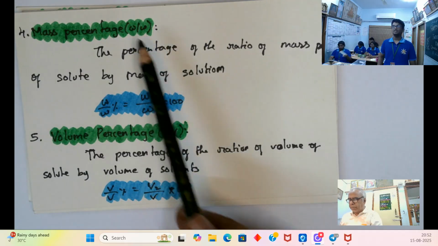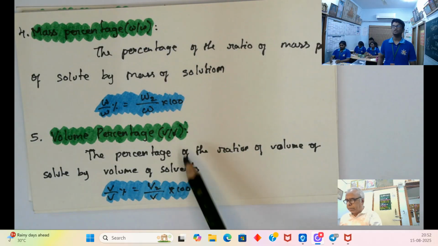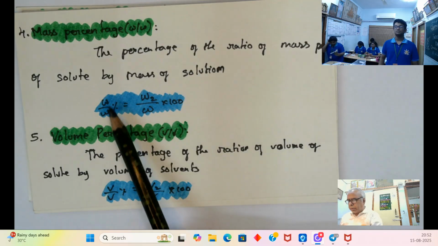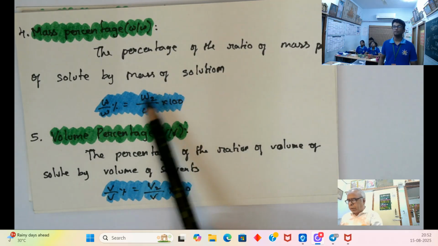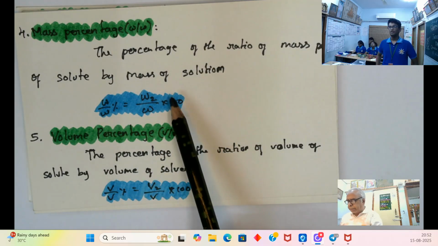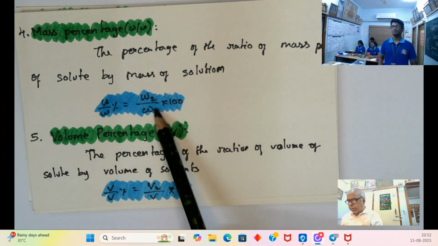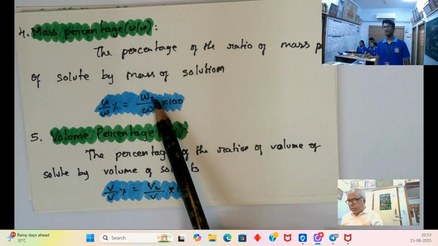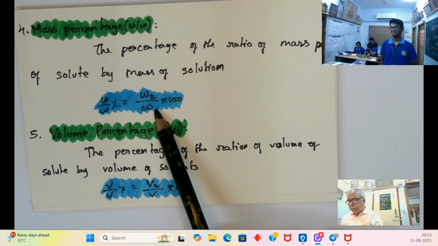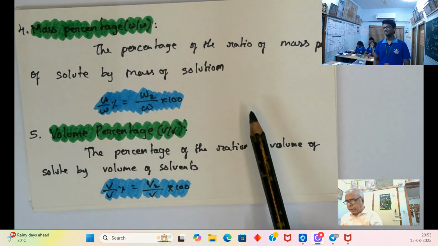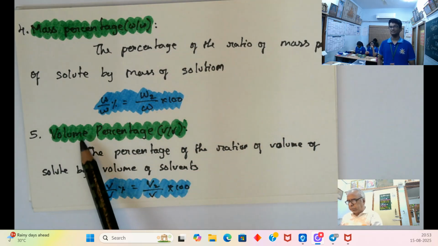Mass percentage: the percentage ratio of mass of solute to mass of solution. Mass percentage, W by W percent, is equal to W2 by W into 100, where W2 is the mass of solute and W is the mass of solution, that is, the weight of the solution.